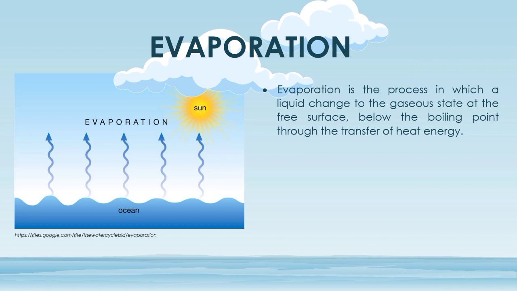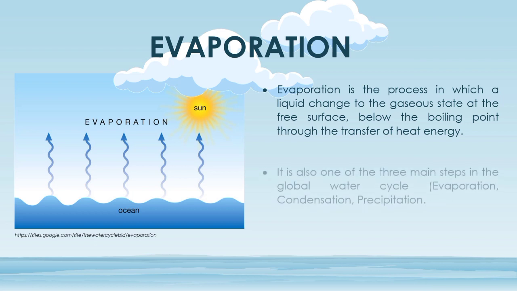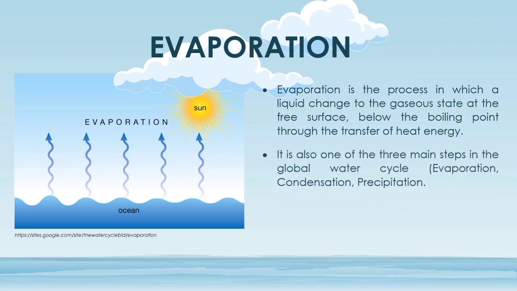So, next, it is also one of the three main steps in the global water cycle, namely evaporation, condensation, and precipitation. Water cycle is a phenomenon that happens globally. Evaporation being one of the main steps of the water cycle, it is significant for the 90% of the moisture in the atmosphere of the earth and 10% for the transpiration of plants.